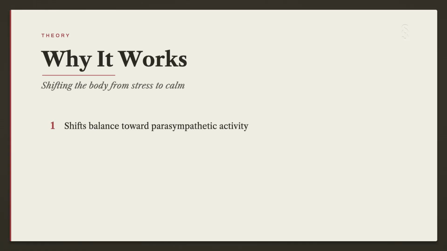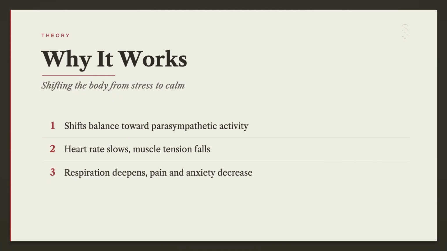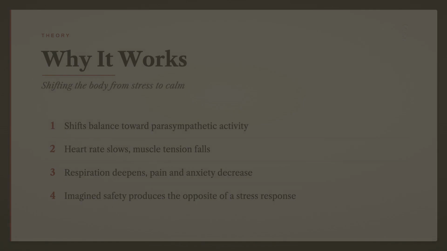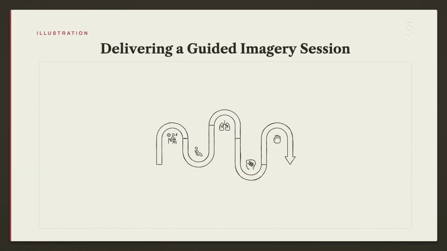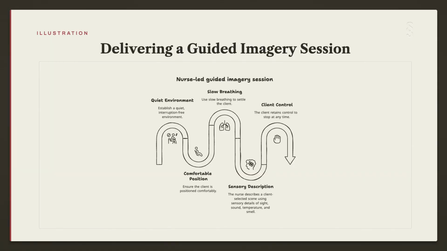Focusing on an imagined safe scene shifts the body away from sympathetic stress dominance toward parasympathetic calm. Heart rate slows, muscle tension falls, breathing deepens, and perceived pain and anxiety decrease, because the body reacts to imagined safety just as strongly as it reacts to imagined threat. Delivery depends on preparation, not special skill.